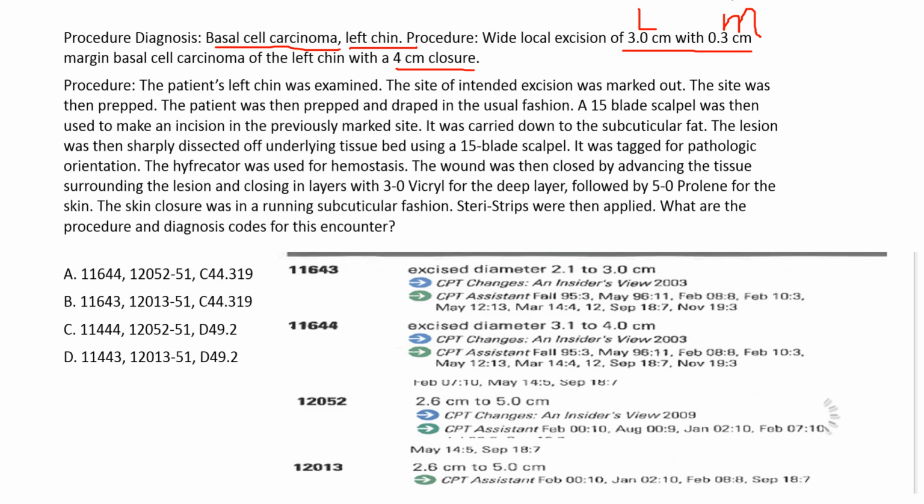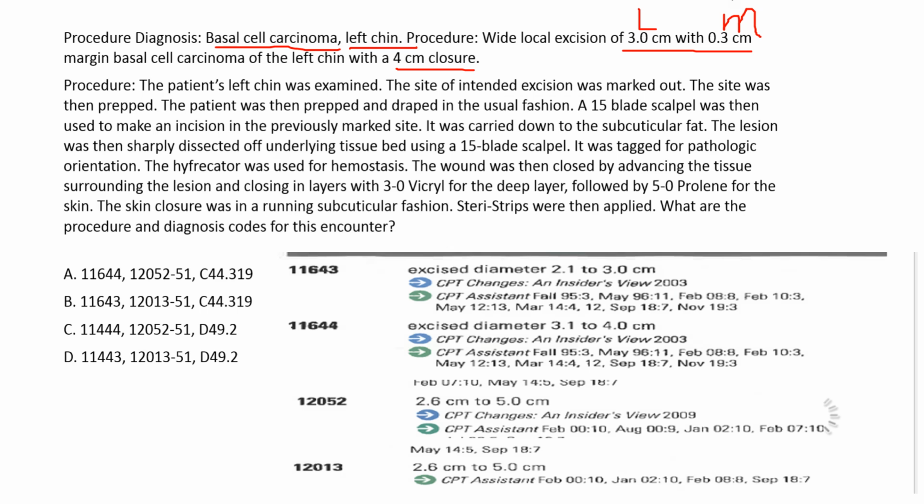The patient's left chin was examined, the site of intended excision was marked, the site was then prepped and draped in the usual fashion. A 15 blade scalpel was then used to make an incision in the previously marked site. It was carried down to the subcutaneous fat. The lesion was sharply dissected off the underlying tissue bed using the 15 blade scalpel. It was tagged for pathological orientation. The Hyfrecator was used for hemostasis.